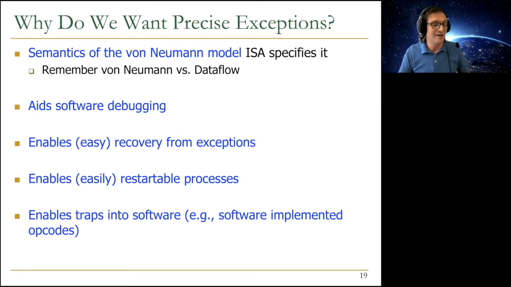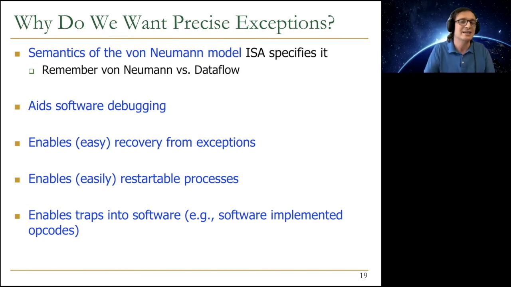So you still have the sequential execution model for that instruction that you did not implement in the hardware, but the software can emulate it within the paradigm of sequential execution, essentially. So basically, not having precise exceptions breaks sequential execution. And as a result, you cannot do this trap into the software, like software implemented opcodes, easily.